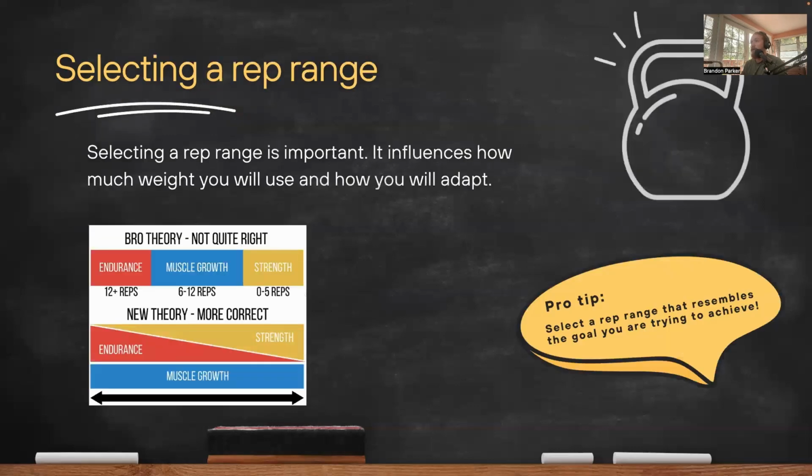So, first, we're going to talk about selecting a rep range. This is super cool and it's going to be very freeing for a lot of people. A lot of the industry used to think that there were certain rep ranges that gave us certain results, right? We used to think that you could only build strength in 0 to 5 repetitions. We used to think that in order for you to build endurance, you had to be 12 plus repetitions above. And in order for you to build muscle, you have to find that middle ground.